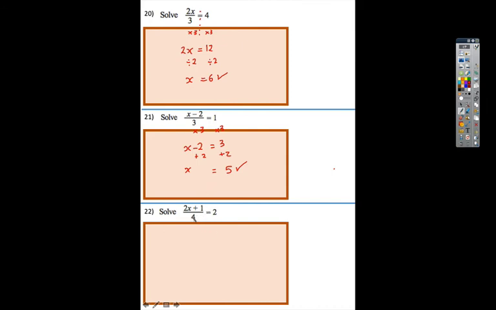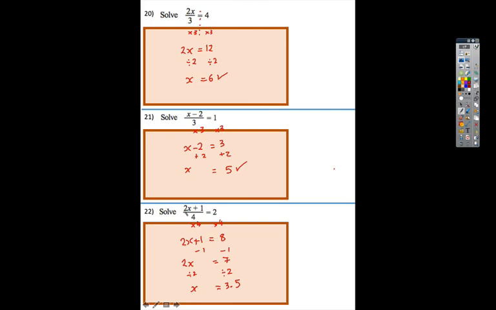And this last question, again, we've got to divide by 4. Times by 4 on both sides, times by 4. So you're left with 2x plus 1 is equal to 8. Now subtract 1, subtract 1. You're left with 2x is equal to 7. Now we've got to divide by 2, and x is equal to 7 divided by 2, which is just 3.5.